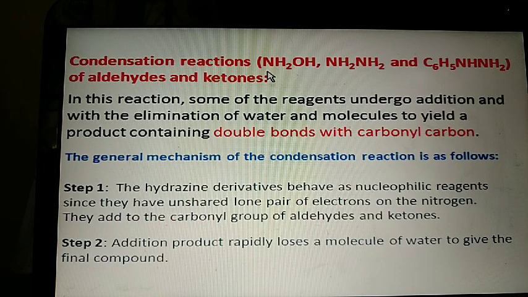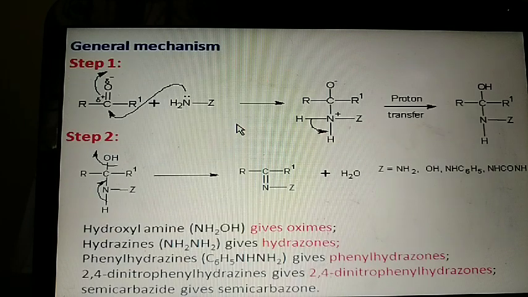So what happens when the condensation reaction happens with hydroxylamine hydrochloride, hydrazine hydrate and phenyl hydrazine? The first general condensation reaction, general method, we will discuss. The hydrazine derivative behaves like a nucleophilic reagent. This is very important. These all behave as a nucleophile because the nitrogen will always carry a lone pair of electrons. So easily this lone pair of electrons will go and attack the carbonyl functional group here and it becomes like this, the intermediate form.